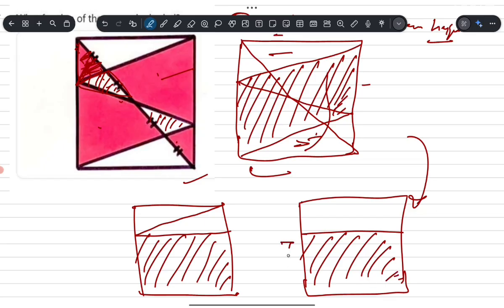So if you're able to find these two lengths, which is easy to find from this problem, you'll be able to find what portion of the whole thing is shaded. So that is how easy transformation makes area problems.